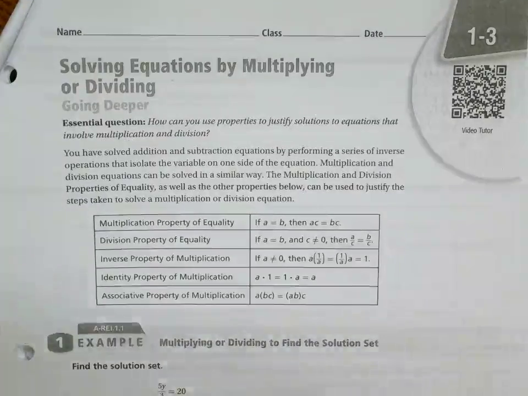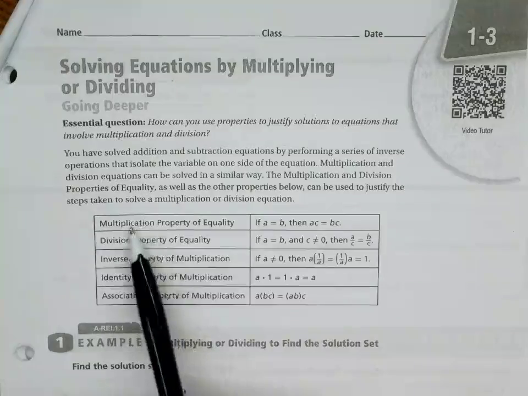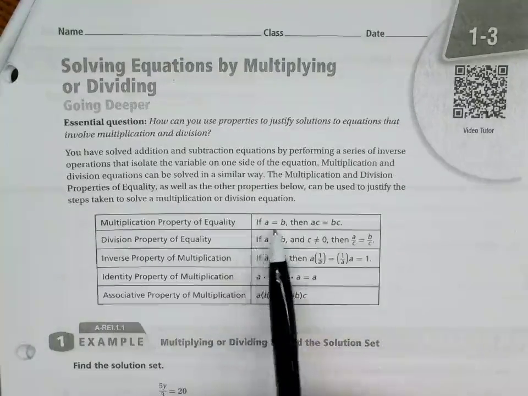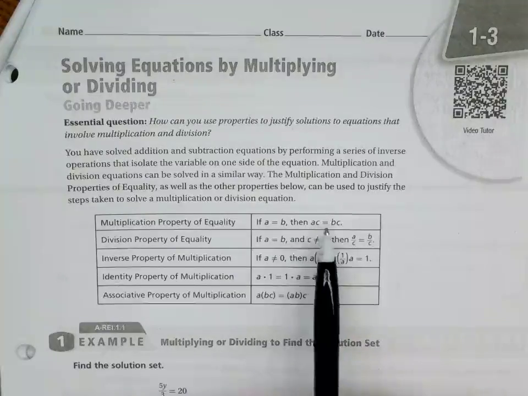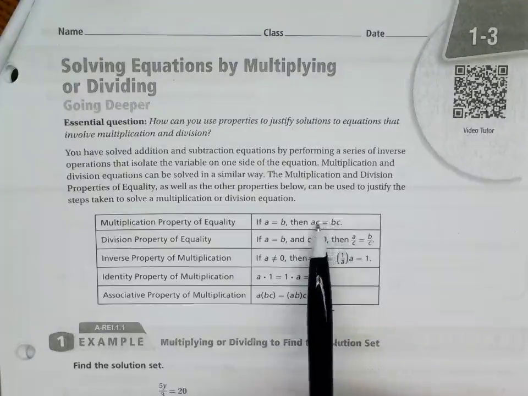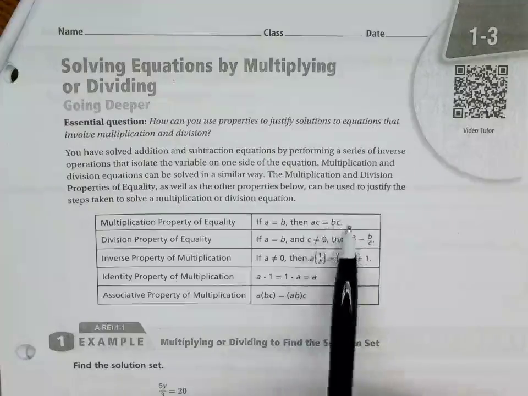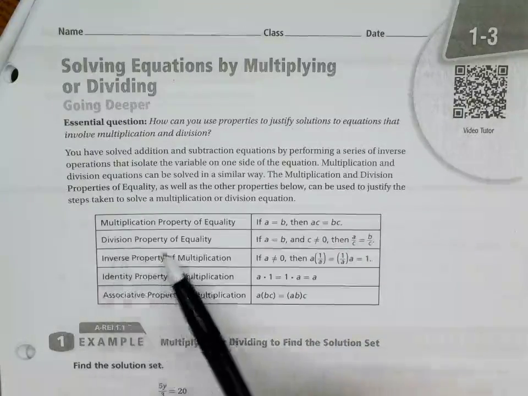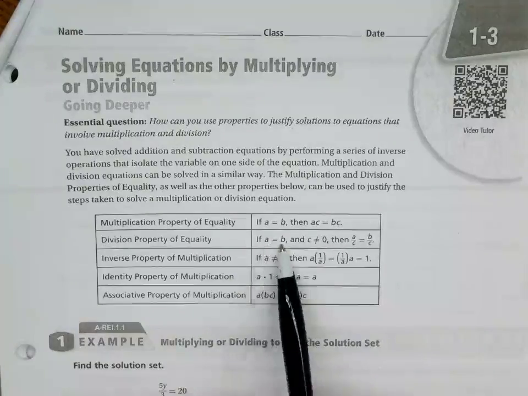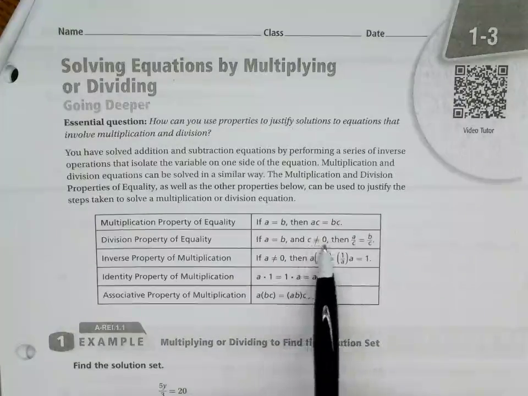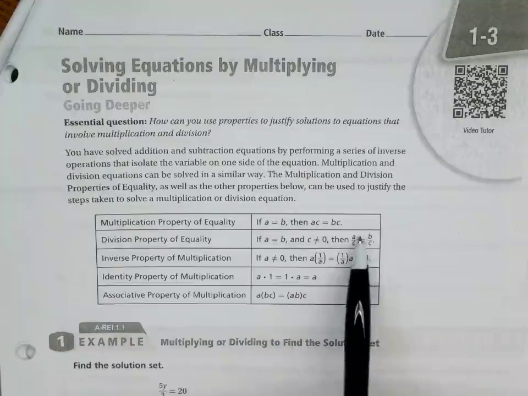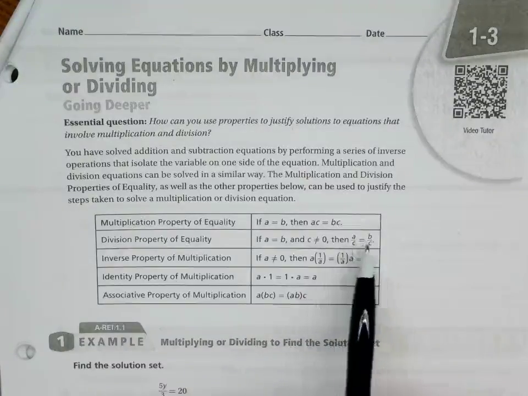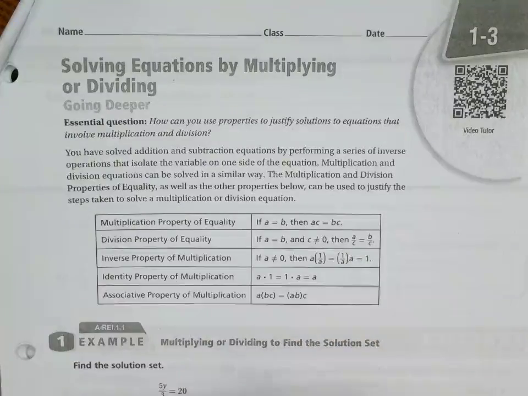All right, so the multiplication property of equality. If A equals B, then A times C equals B times C. So as long as you're multiplying the same thing to both sides, then you're keeping the equation balanced. The division property of equality. If A equals B and C is not equal to 0, then A divided by C equals B divided by C. So as long as you're dividing both sides by the same number, the equation will remain balanced.